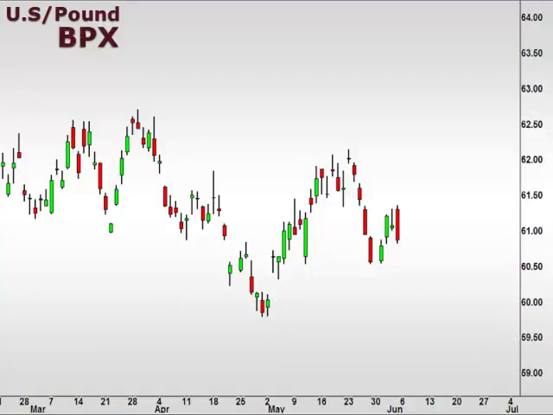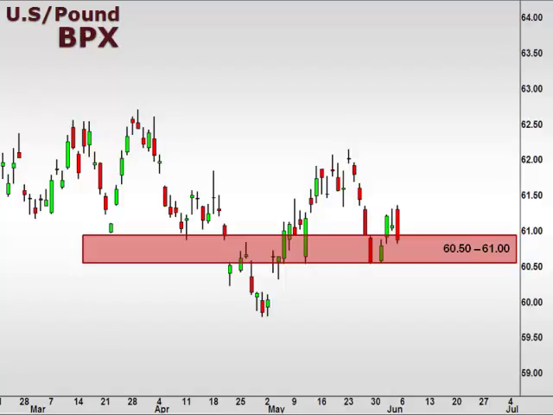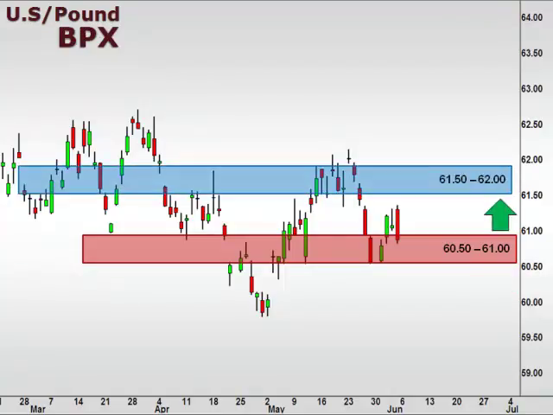Next up, the BPX, the U.S. versus the British pound. The BPX bounced off of the 60.5 support, but reversed on Friday's close, suggesting further weakness. A break below 60.5 opens the window for a continuation to the downside. A bounce at 61 should retest the 61.5-62 level as resistance.